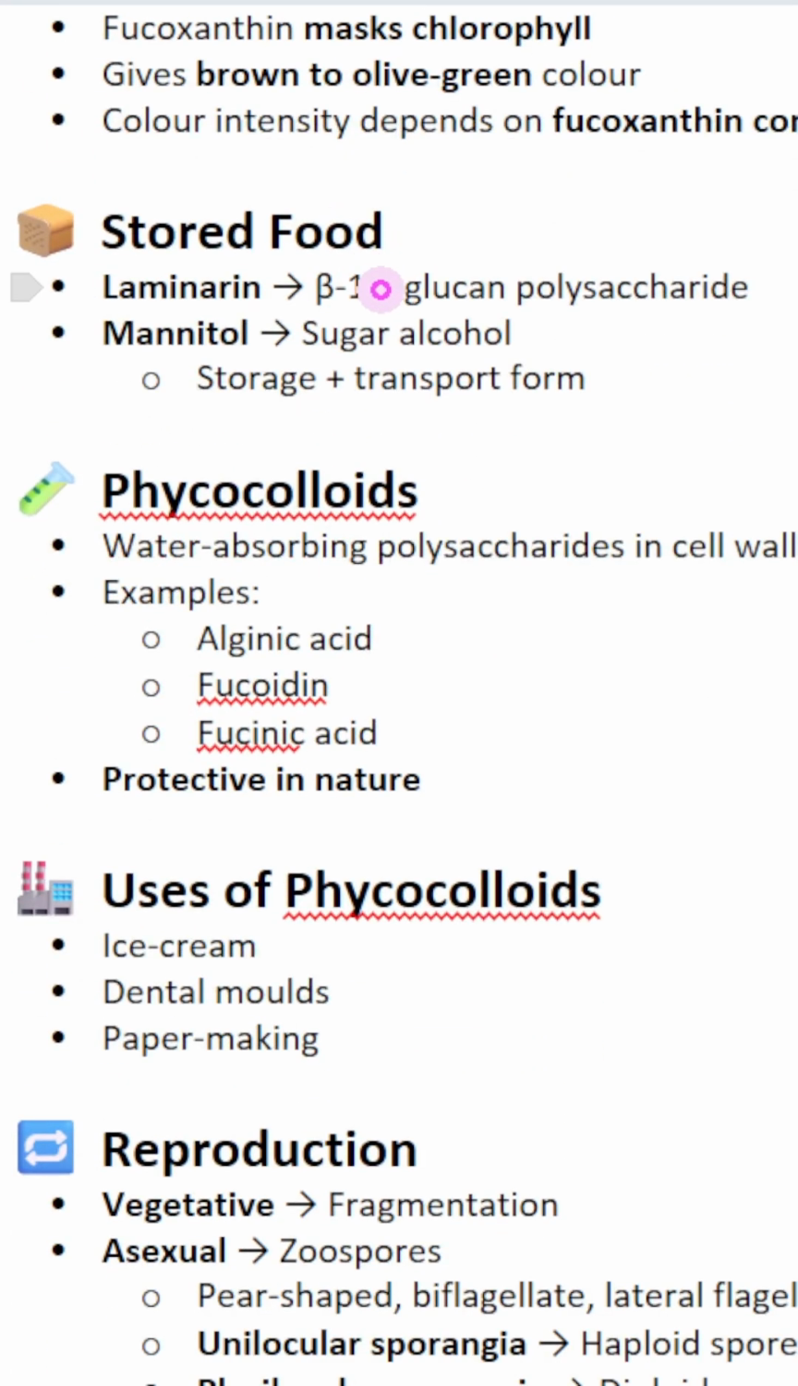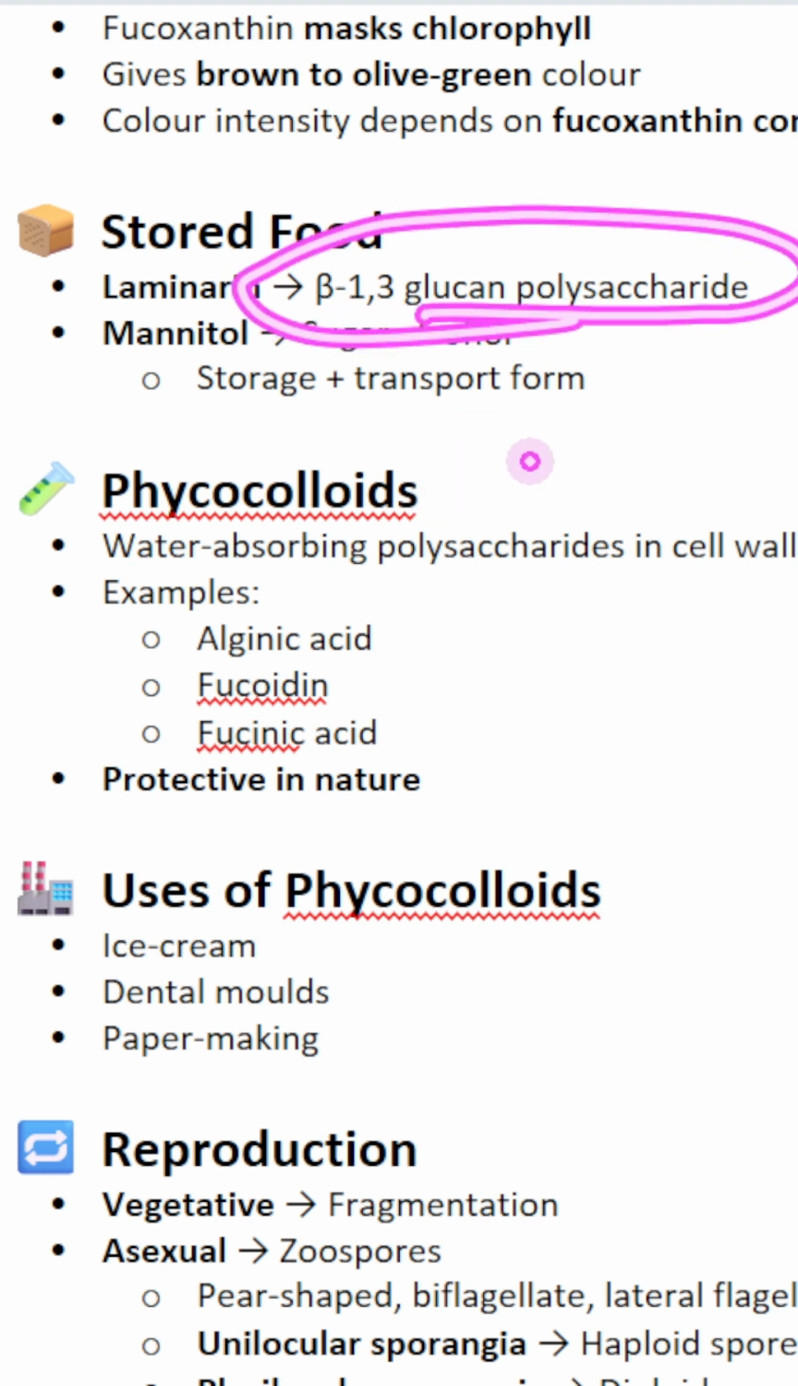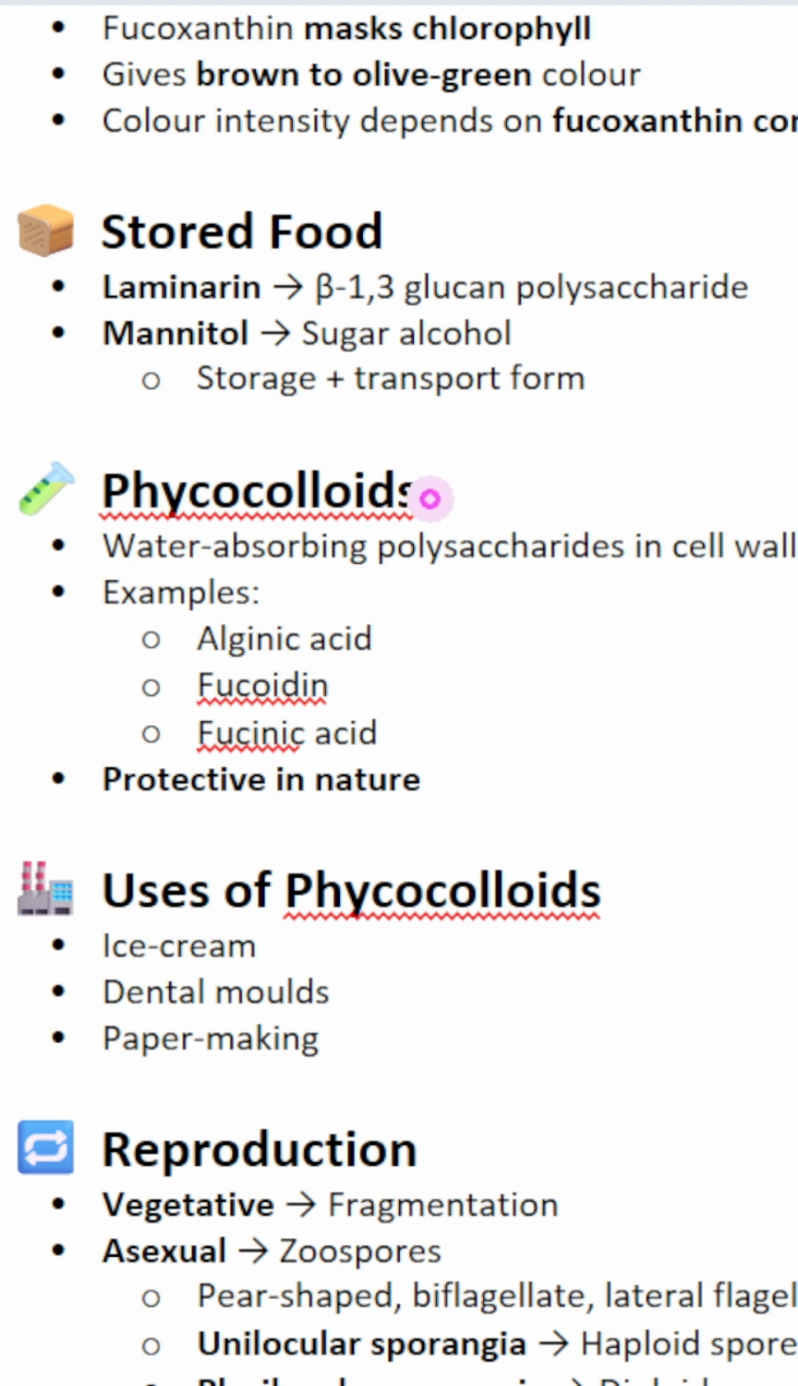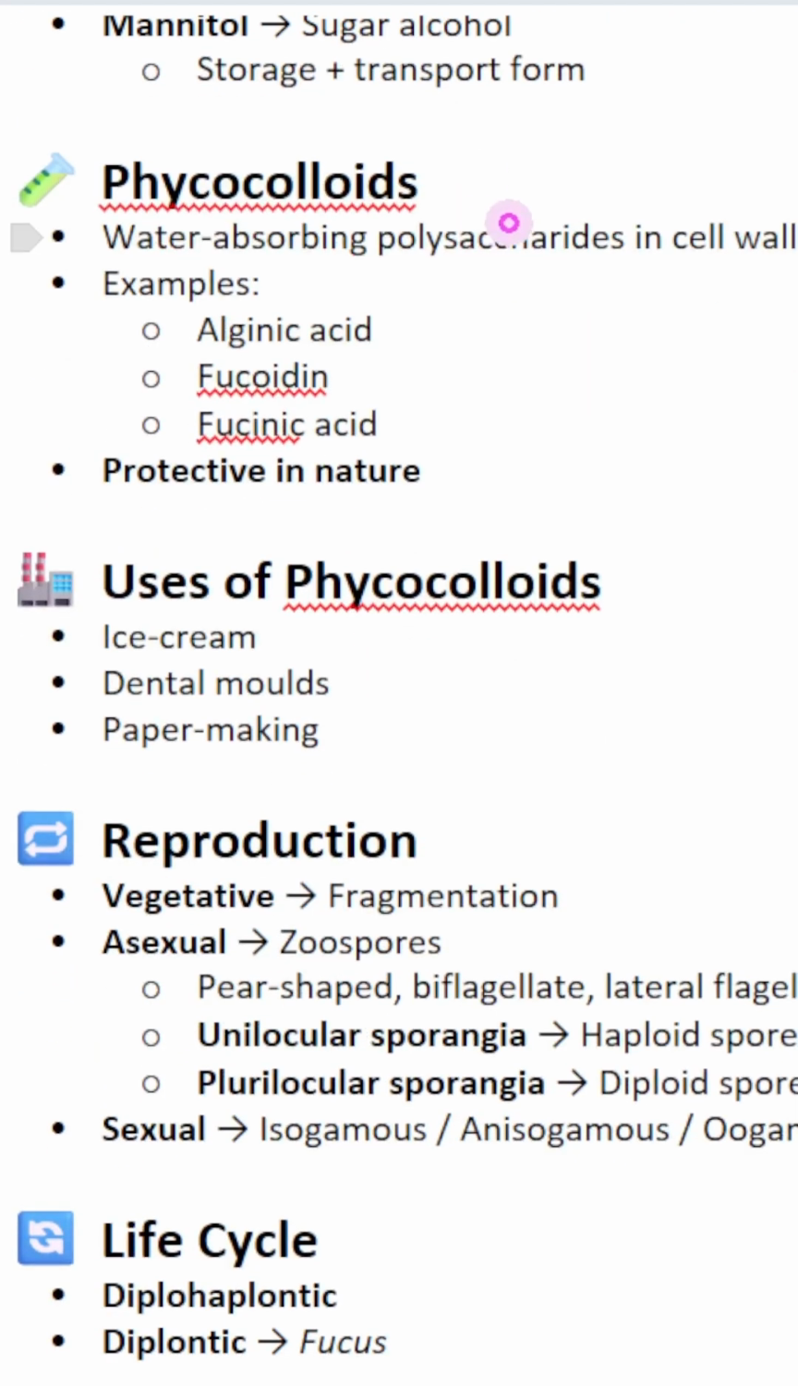The stored food material is very important, that is called laminarin and mannitol. Mannitol is a sugar alcohol. Got it? And it also contains laminarin, which is a beta-1,3-glucan polysaccharide. So laminarin's chemical nature is a beta-1,3-glucan polysaccharide, and mannitol is a sugar alcohol, and they help in storage and transport.